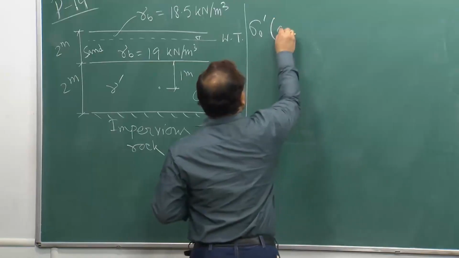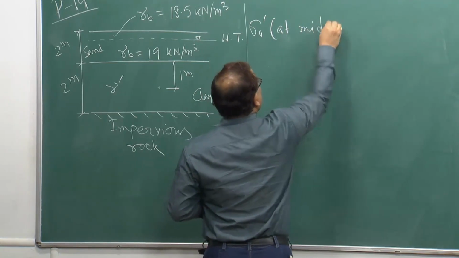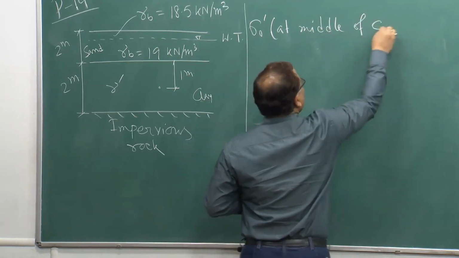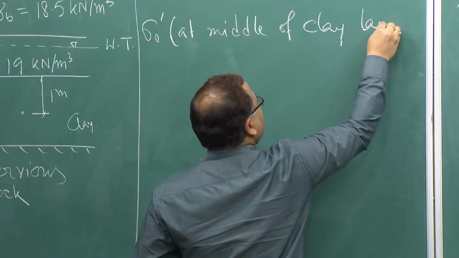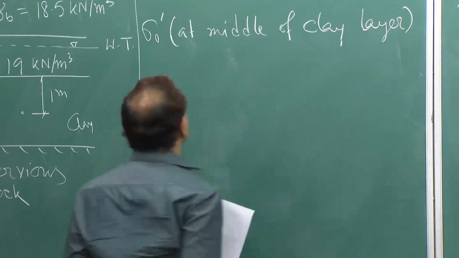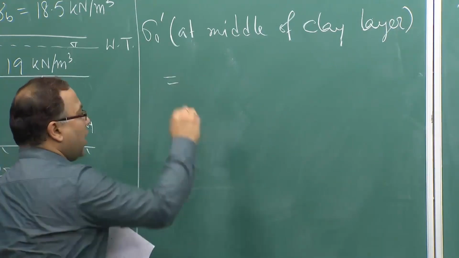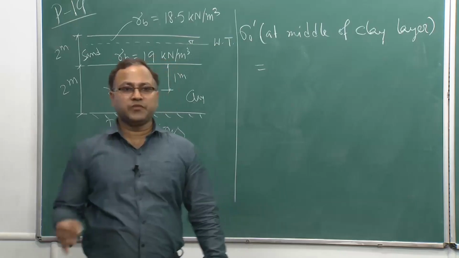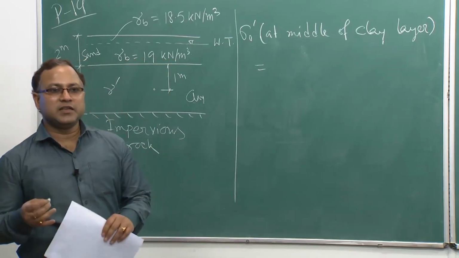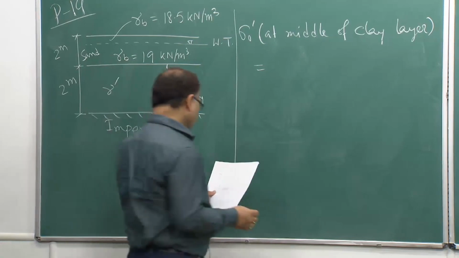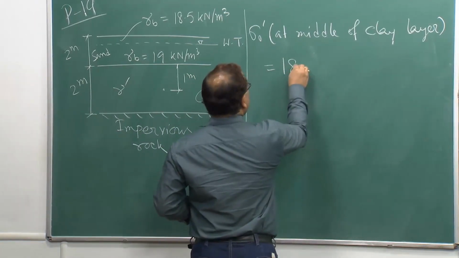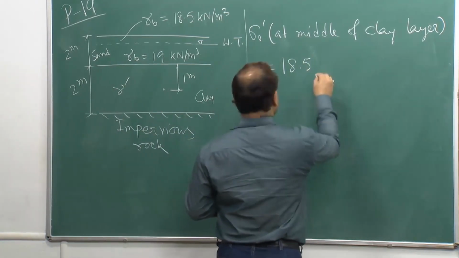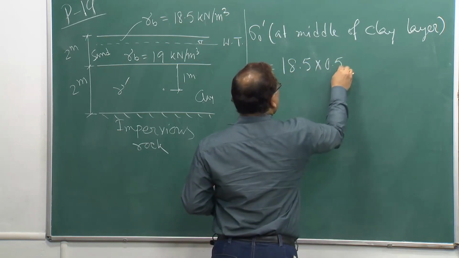So, at the middle of clay layer. How can we find out the effective stress at the middle of the clay layer, that is sigma naught prime? That is nothing but equal to 18.5 into 0.5.